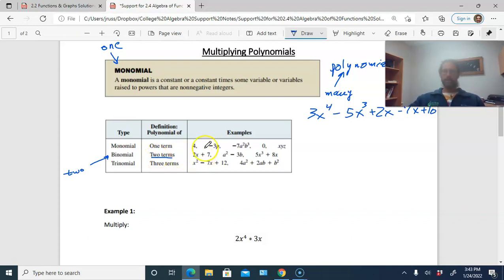And this is an example, 2x plus 7. This polynomial has exactly 2 terms. The first one is 2x, and the second one is 7. Here's another example. A squared is the first term, and then negative 3b is the second term. And then here's a third example of a binomial. So you'll hear this terminology a lot throughout the course.